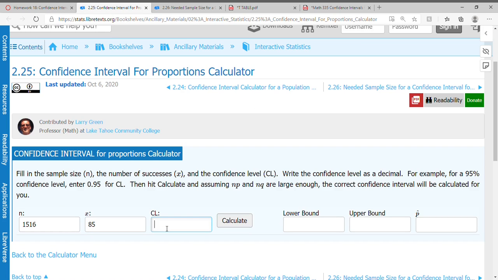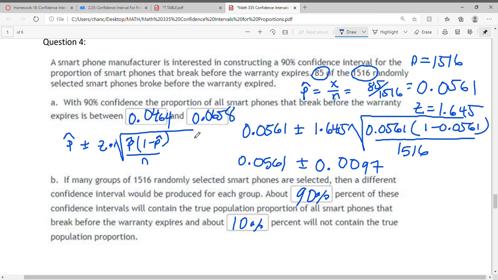I want a 90% confidence interval. Enter 0.90 and let's click calculate. Our lower bound is 0.0463 and our upper bound is 0.0658. Now let's compare that to the work we just did and let's see if it's correct. As you can see, our solution is very close to the computer's output, so this is a good solution.